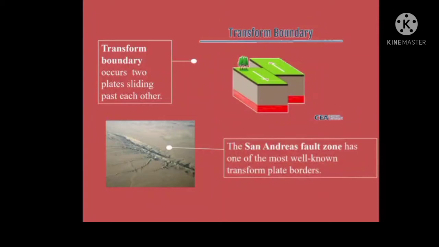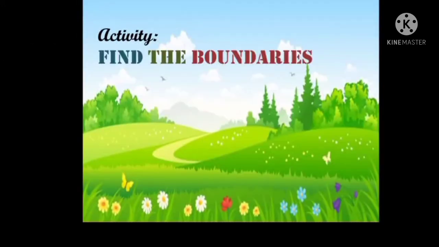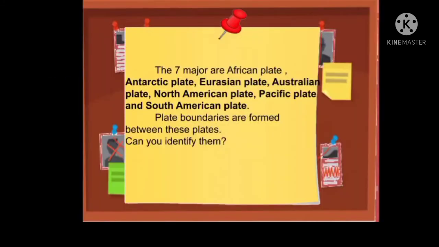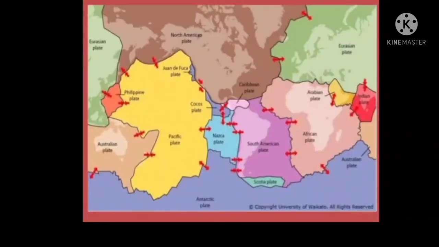Since we are done discussing the three types of plate boundaries, I guess we have to move on to our activity. Our activity for today is namely Find the Boundaries. The seven major plates are the African plate, Antarctic plate, Eurasian plate, Australian plate, North American plate, Pacific plate, and South American plate. Plate boundaries are formed between these plates. Can you identify them?